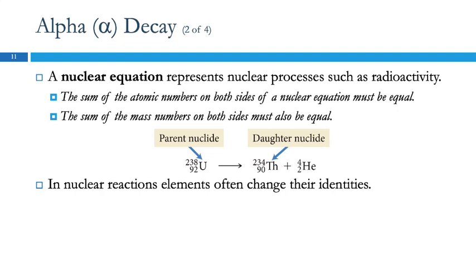So we can write a nuclear equation to represent what's going on here. The basic idea is the same as with a regular chemical equation. But now we're going to keep track of the mass numbers and the atomic numbers. So the mass numbers on both sides have to add up to the same number. So on this one, we've got 238 total. Over here, we have 4 plus 234. That adds up. And the atomic numbers, 92. Down here, we have 90, and we have 2.